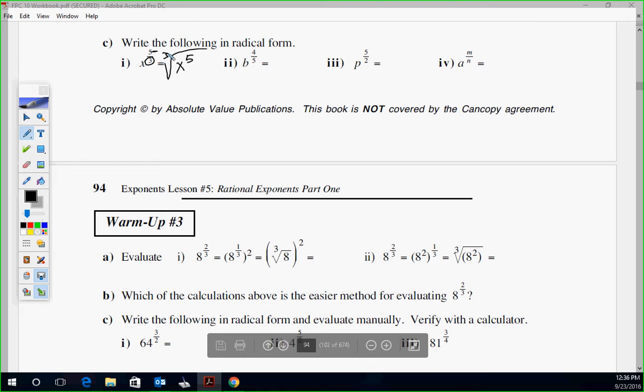Next one, 5th root b to the 4th. Square root, don't have to put the 2 there, you can if you want, p to the 5th. And lastly, just the general term, nth root, a to the m.